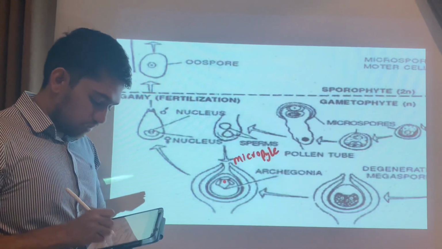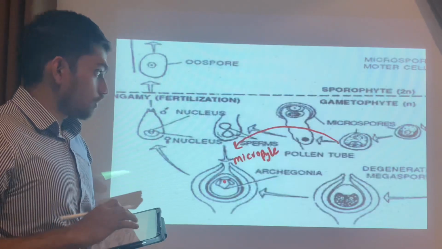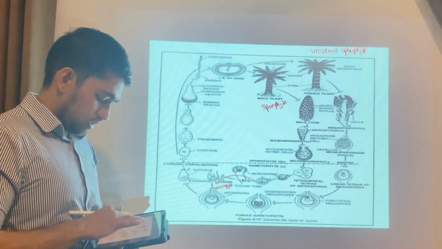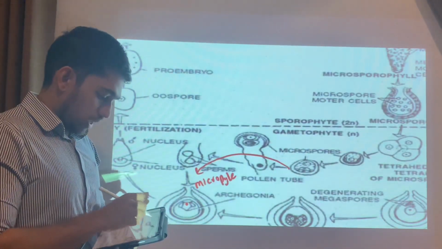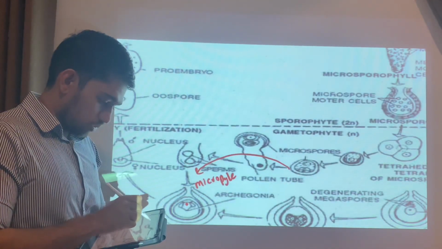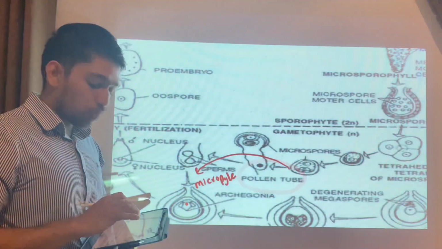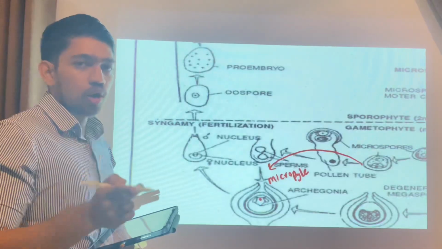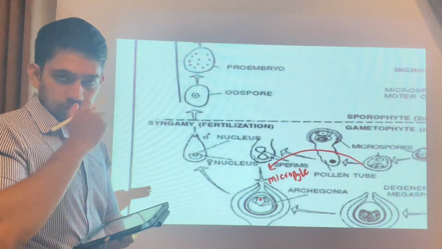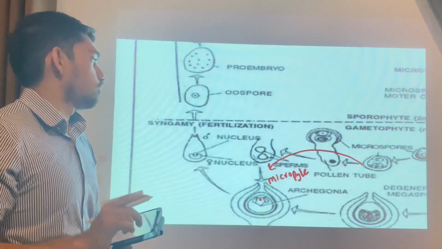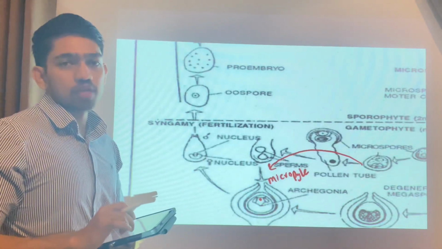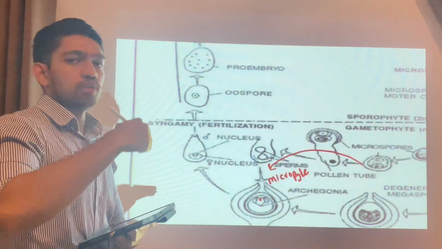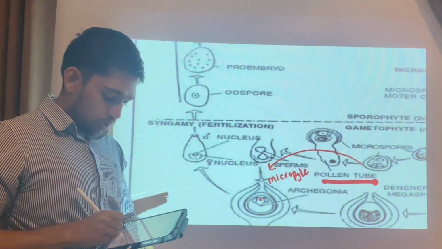So a pollen grain will be deposited on the micropyle, and the pollen grain will germinate and produce what we call a pollen tube. A pollen tube. See here? The pollen tube will deliver the sperms straight into the egg. So in a seed plant, we do not rely on external water for fertilization, because there is a specialized structure to deliver the sperms straight into the egg, that is known as the pollen tube.